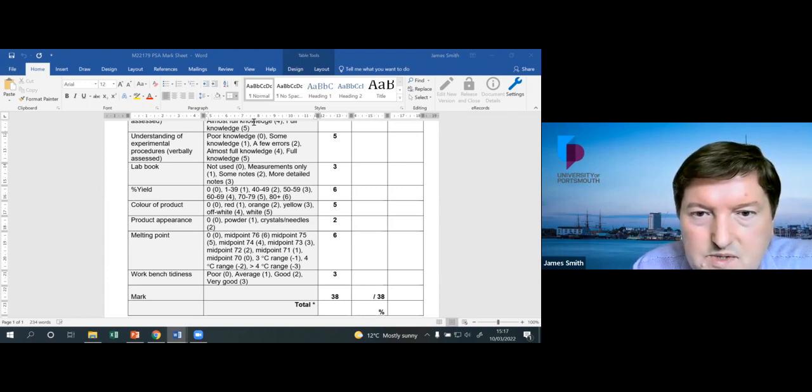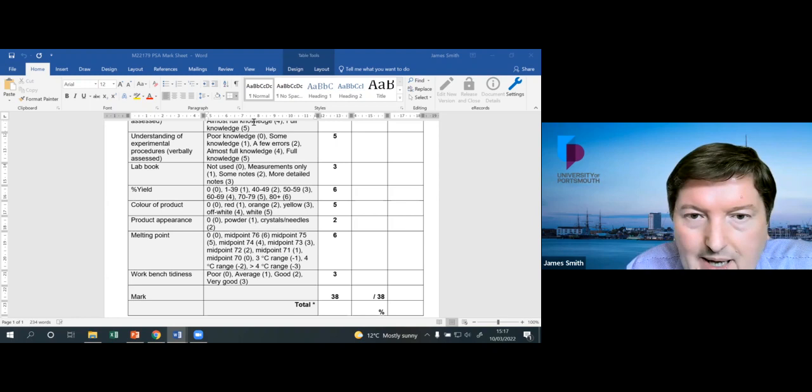Do we get our scores immediately after the lab? Yes, you will. You'll know what you get before you leave the lab, unless you leave in a rush.